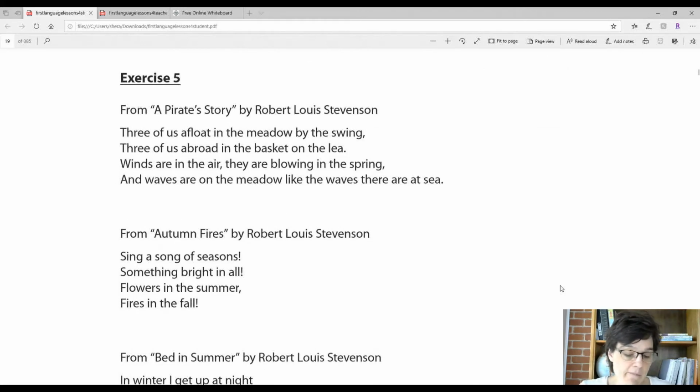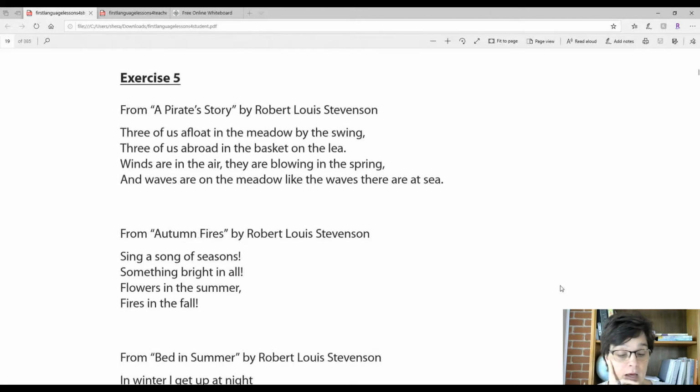All right. The names of the seasons, spring, summer, fall, winter, those are not capitalized. You do not capitalize the names of the seasons. Now in exercise 5, we're going to underline the name of the season after we've read the poem aloud. Two of the poems have seasons.